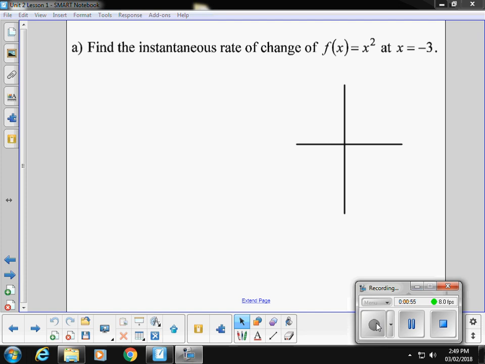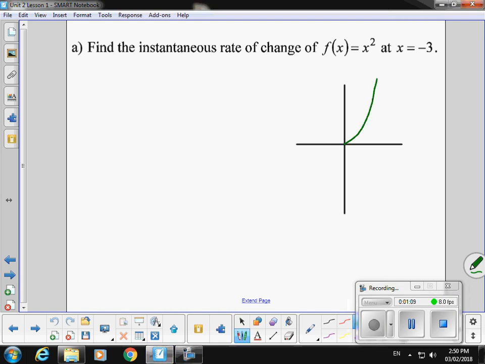Let's do a couple of examples together. The first one we're going to look at is find the instantaneous rate of change of f of x equals x squared at x equals minus 3. So we know we have a basic quadratic function, so we can get a sense of what the instantaneous rate of change would be at minus 3. So we would have a slope of a tangent at x is minus 3 approximately right there. So we have a picture in our head.